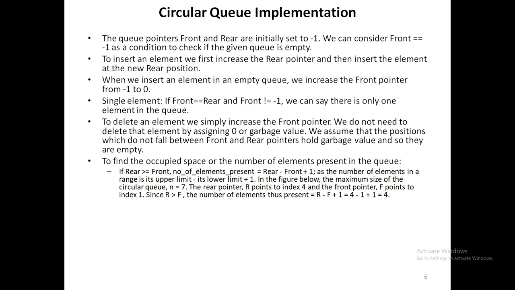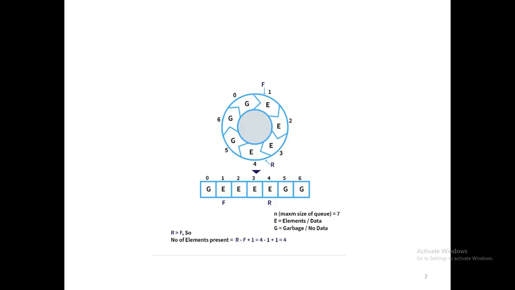For example, if rear is pointing to 4 and the front is pointing to 1, the rear is greater than the front, so we compute r minus f plus 1, which is 4 minus 1 plus 1, so 4 elements were there.